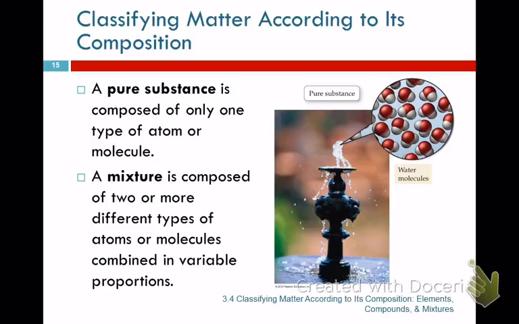So we talk about mixtures as being two or more kinds of molecules together. There's the flavorant molecules, there's the water, there's the color, the caramel, all that stuff. But they're all mixed together evenly, right? That's a mixture. That's one type of mixture.